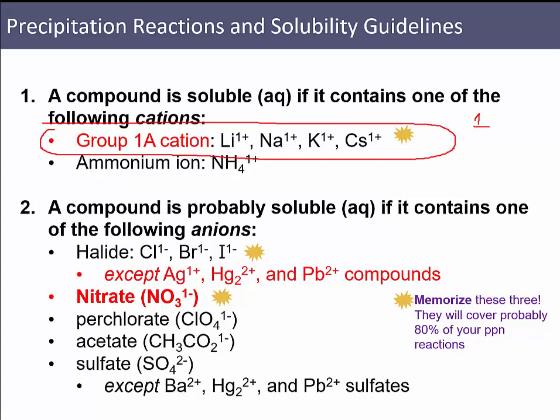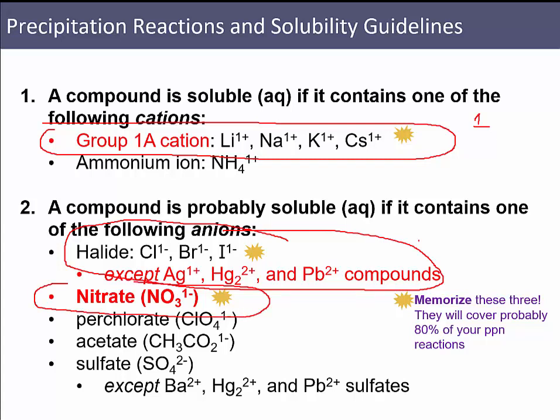Any compound is probably soluble if it contains any of the following. If it's a halide, so all chlorides are soluble except silver, mercury, and lead. All bromides are soluble except silver, mercury, and lead. I talked about that picture where we had the very distinct yellow color for the lead iodide. Lead iodide is one of the exceptions. So memorize these guys and their exceptions. All nitrates are soluble. That's thing number 3 to memorize.